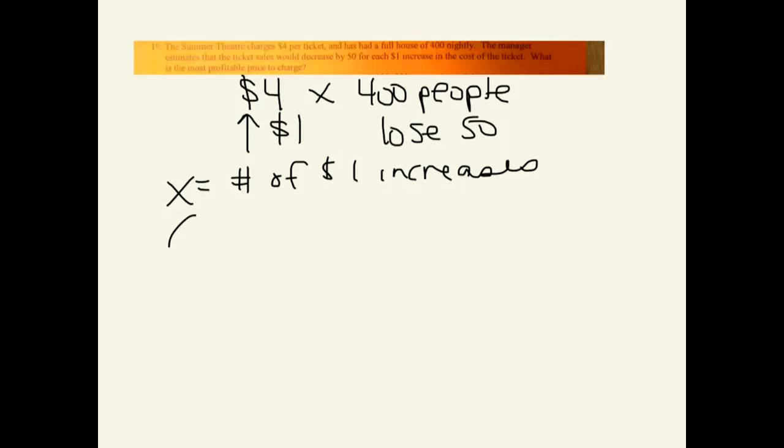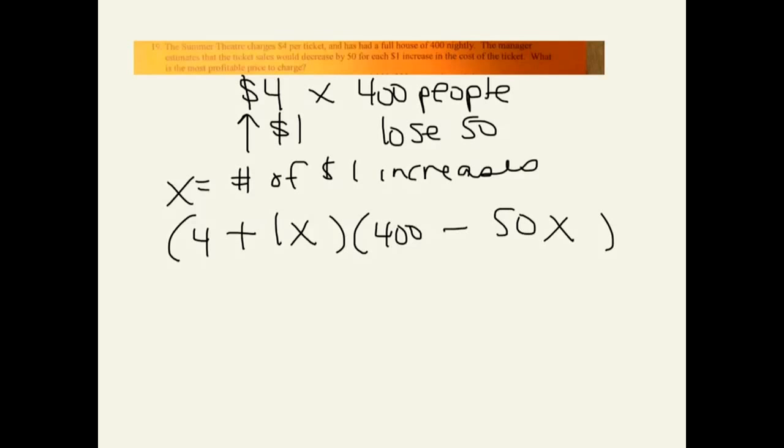So right now the cost is $4 and 400 people attend. So at $4, every time I increase the price by $1, so x again is the number of increases, I am going to lose 50 people. So if I increase it by $1, the new price will be $5, but I'm going to lose 50 people, so only 350 people will attend. So this is a question where we're going to have to balance out losing people versus a higher ticket price for those that stay.